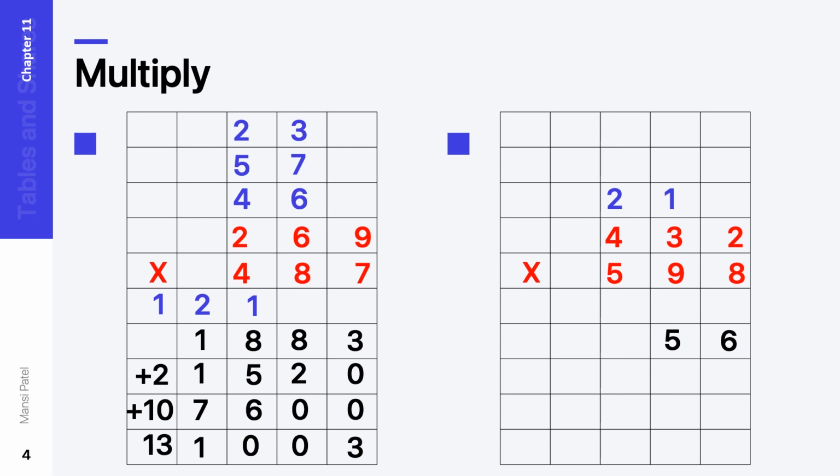Now 8 4s are 32. 32 plus 2, 34. Now we have to do the multiplication by 9. But 9 in the place of tens. That's why we have to put first one 0 and then start the multiplication.